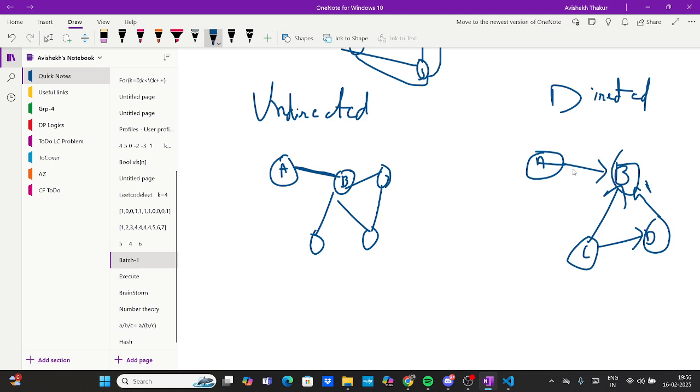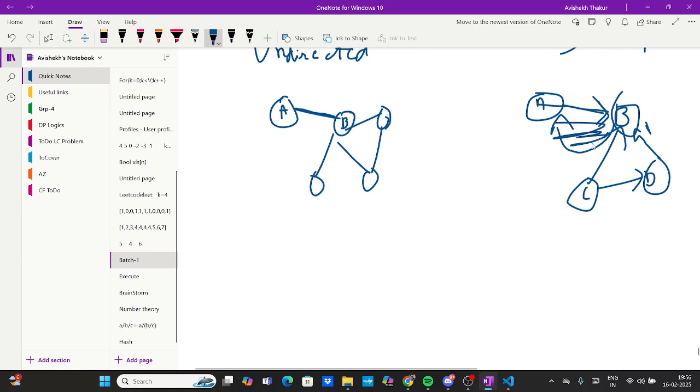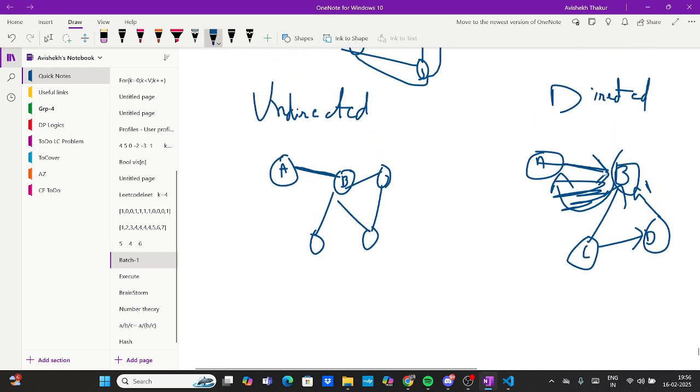So a directed graph is something which has a direction associated. Now in this case, you can go from A to B, but not from B to A, because there is no edge like this. But if you have an edge, you can go from A to B and come back from B to A. But in the case we have drawn earlier, there is an edge from A to B, that is, you can go from A to B, but not from B to A. Is it clear? Undirected and directed?